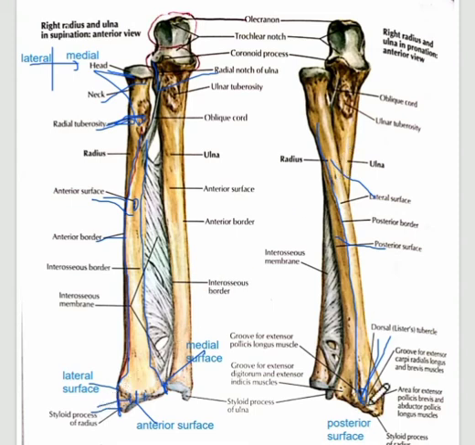Its posterior surface you can recognize from these grooves and dorsal Lister's tubercle. The lateral surface can be easily recognized by this downward prolonged styloid process, and its medial surface you can recognize because its medial surface is very sharp.